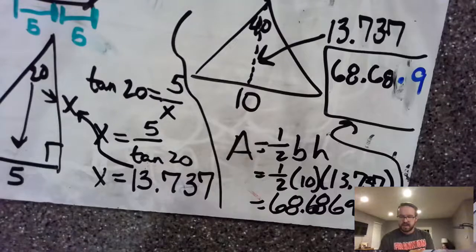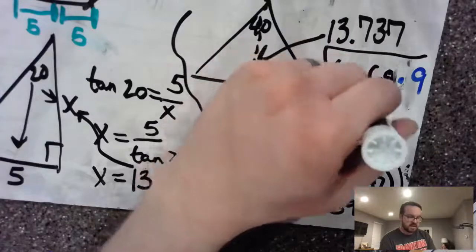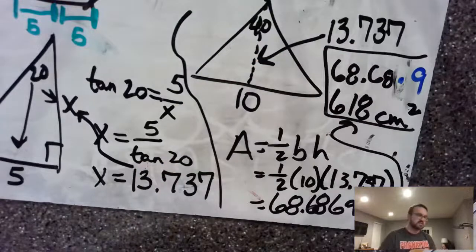Again, using that calculator, it looks like it's asking us just to round it to the nearest meter. And so we could say, you know what, it's going to be 618 centimeters squared, right? So 618 is my final answer.